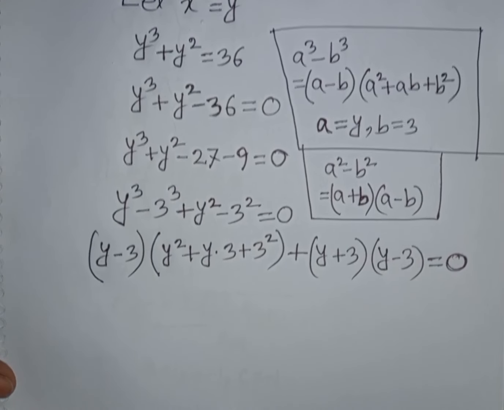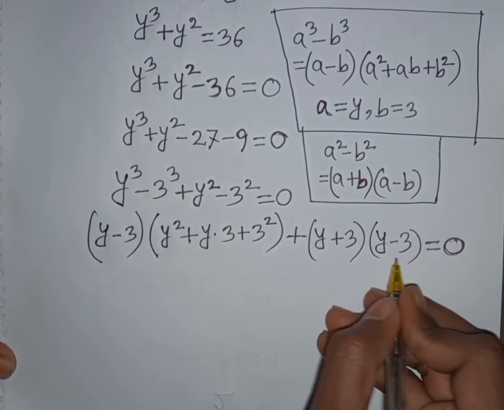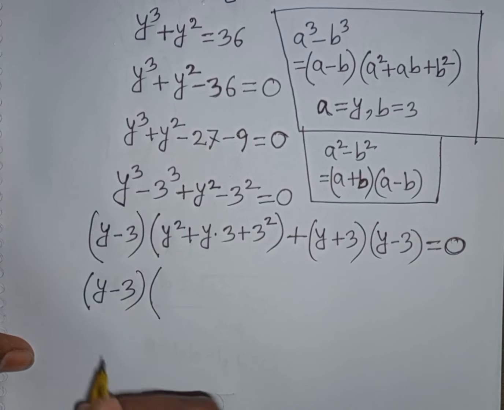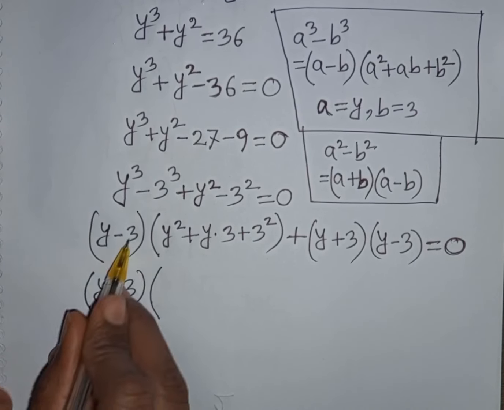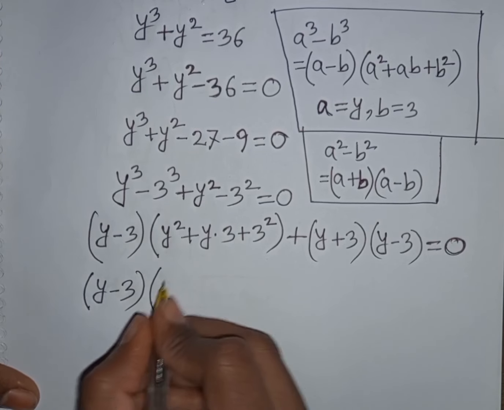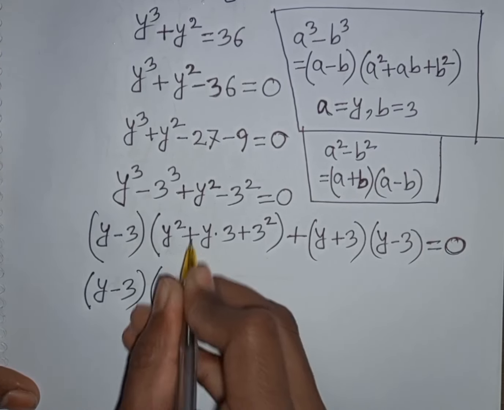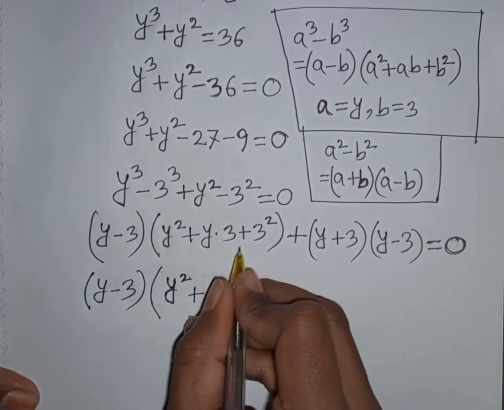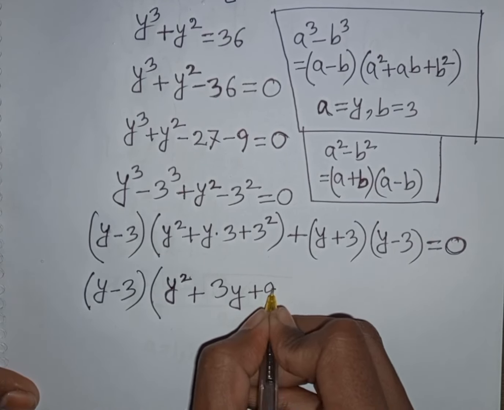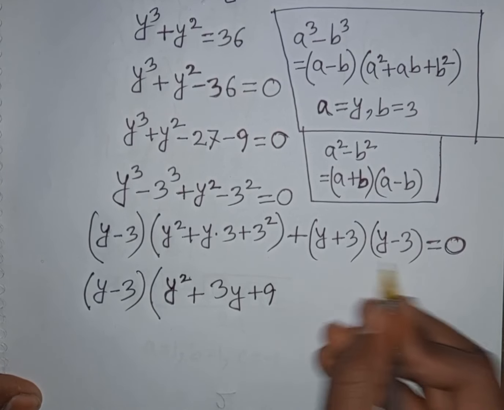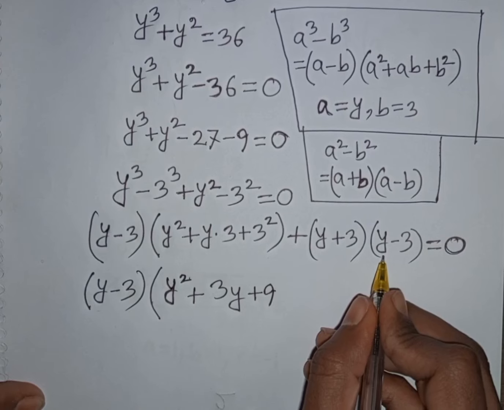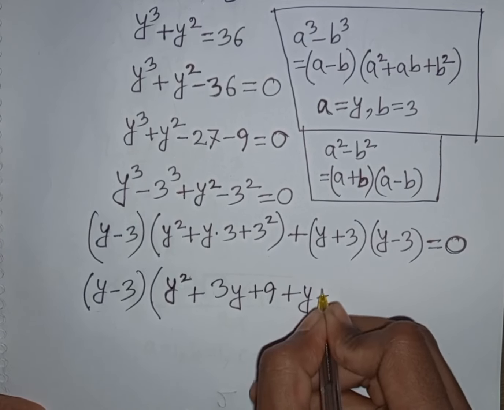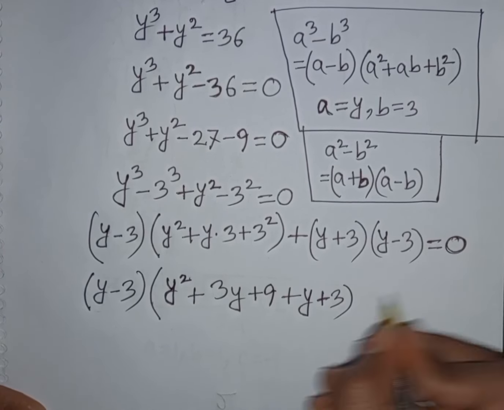Now we see y minus 3 is common. So you take common y minus 3, so bracket y minus 3 is out of this bracket. So this divided by this, that means this y minus 3 and this y minus 3 will be cancelled. So we have y square plus y times 3, that means 3y, then plus 3 square is same as plus 9. Then this divided by this, that means this y minus 3 and this y minus 3 will be cancelled. So we have plus y plus 3. Then bracket close is equal to 0.